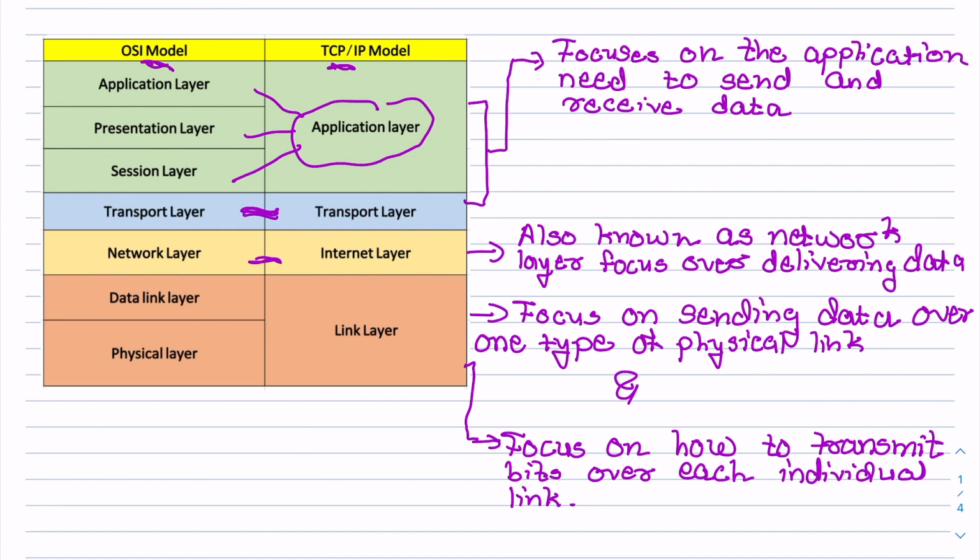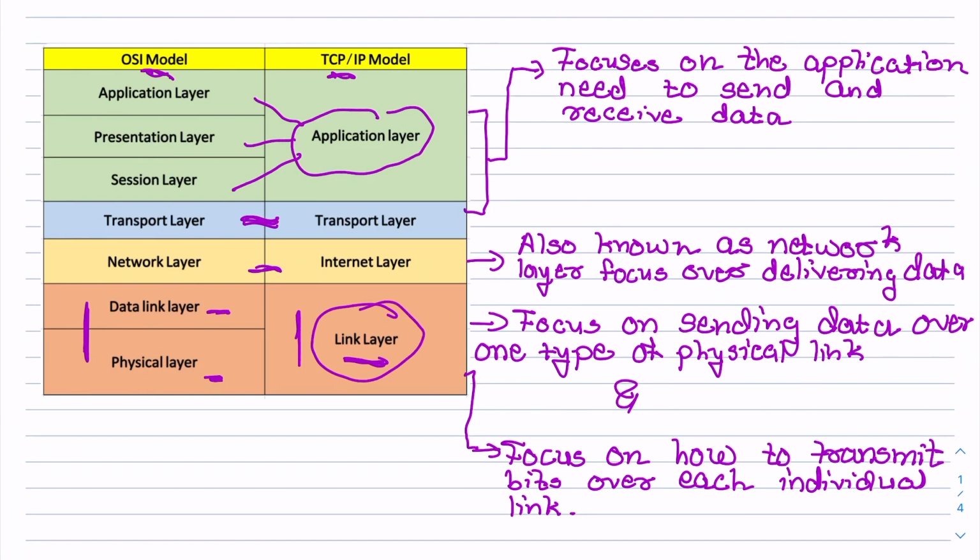And then we have the link layer, which consists of the data link layer and the physical layer. Some versions of the TCP/IP model show these as two separate layers, but here the link layer consists of both the data link layer and the physical layer. I have given you the functions of each, so let's see what they are.